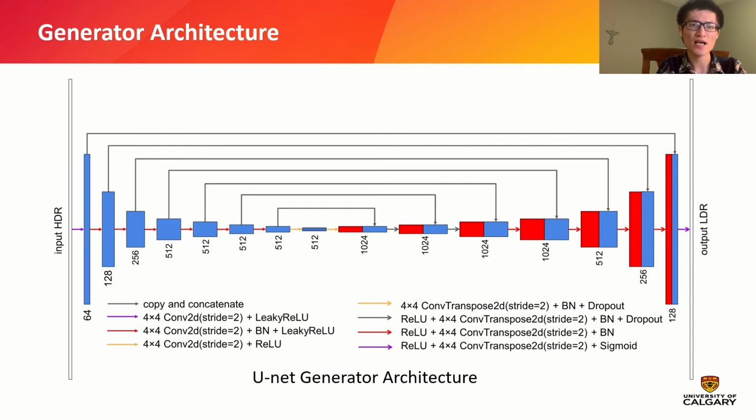Here is the architecture of our generator. It consists of one input layer, 7 encoding layers, one bottleneck layer, 7 decoding layers, and 1 output layer. Each encoding layer will downsample the previous layer into 1/4, and each decoding layer will upsample the previous layer by 4 times. For each encoding layer and decoding layer pair, we add a direct skip from the encoding layer to the decoding layer and concatenate them.